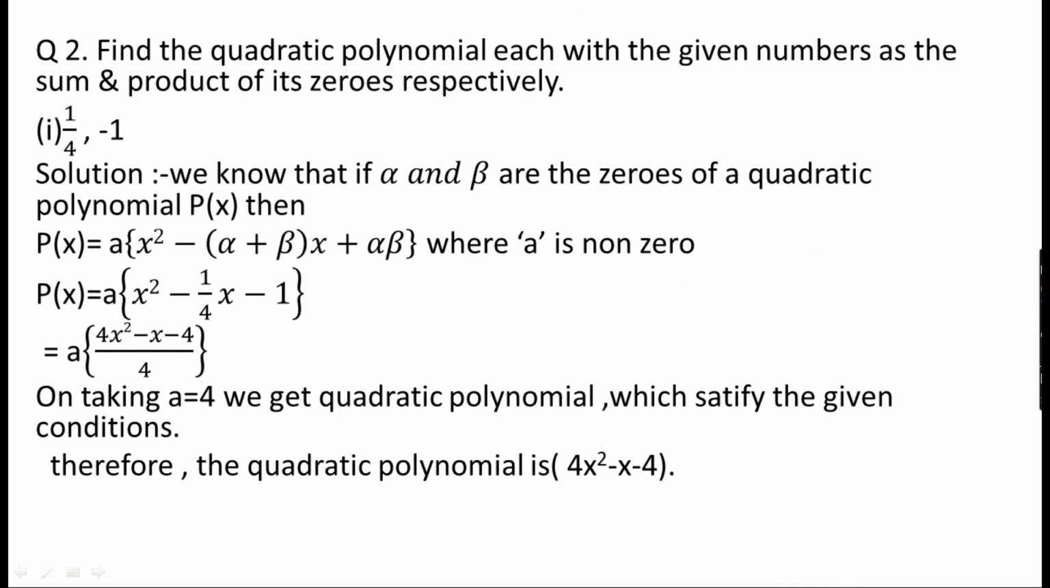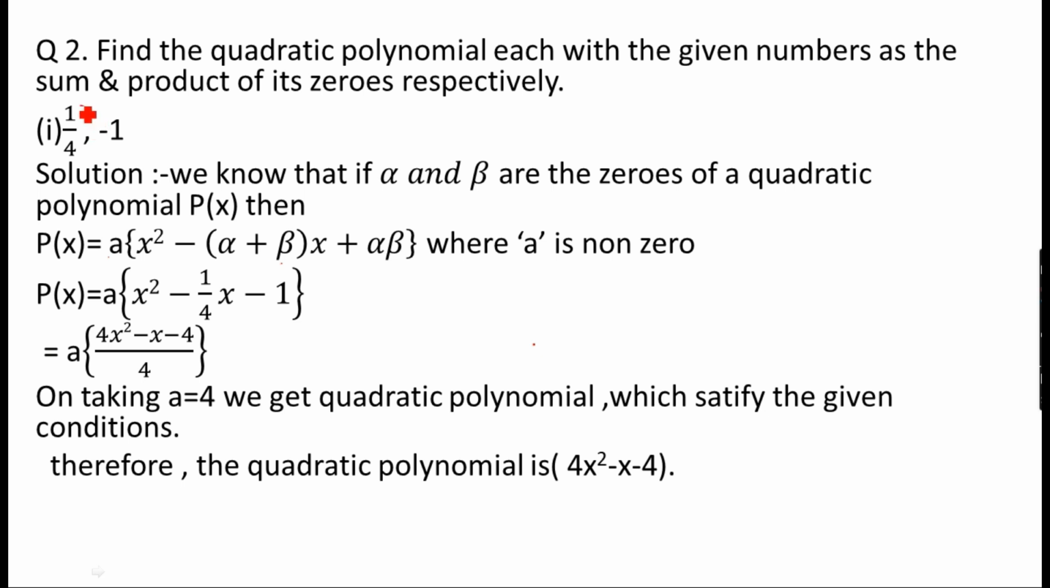Find the quadratic polynomial each with the given number as the sum and the product of its zeros respectively. Here the roots of the equation are given and we have to find the polynomial of the given roots. Let alpha and beta be the two roots of the quadratic polynomial P of x. Let us consider P of x equals a times x square minus (alpha plus beta, the sum of the roots) x plus alpha beta, the product of the roots. A is some non-zero term. We can write it like this.